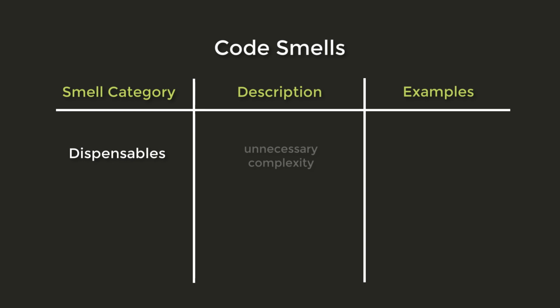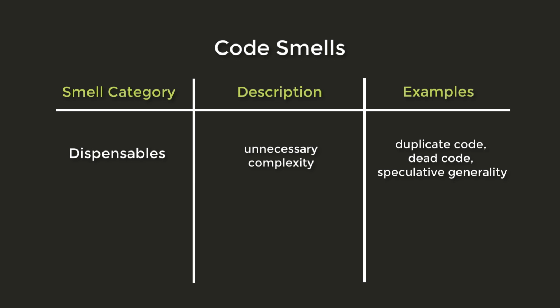Dispensables are smells that capture unnecessary complexity in the code. For instance, if you have duplicate code, dead code, or you have speculative generality. Right? We've mentioned before that premature optimization can cause all kinds of problems, and the same thing happens when we have premature extensibility. So every time we add a new abstraction to our system, it can become harder to understand, and speculative generality really tries to capture the downside of that.